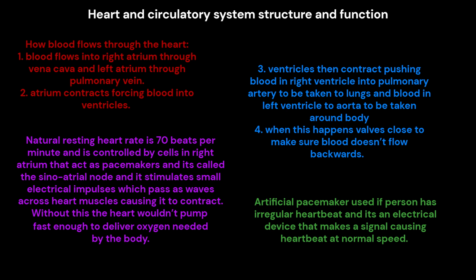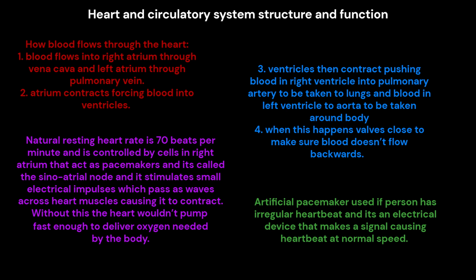How blood flows through the heart. 1. Blood flows into the right atrium through the vena cava and the left atrium through the pulmonary vein. 2. The atria contract, forcing blood into the ventricles. 3. The ventricles then contract, pushing blood in the right ventricle into the pulmonary artery to be taken to the lungs, and blood in the left ventricle to the aorta to be taken around the body. When this happens, valves close to make sure blood doesn't flow backwards.